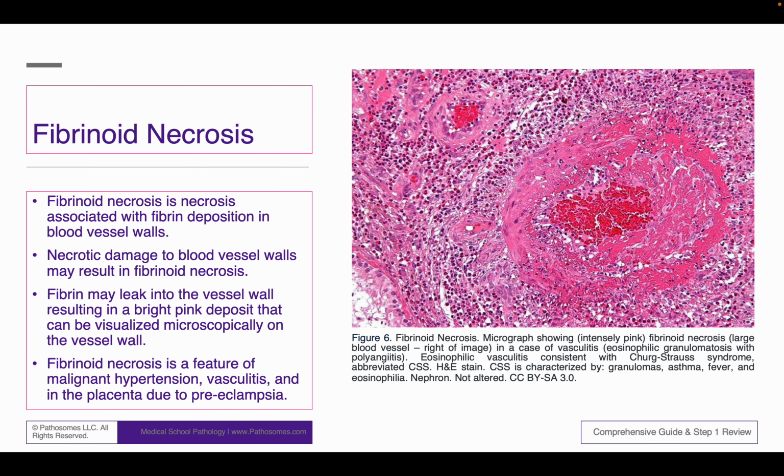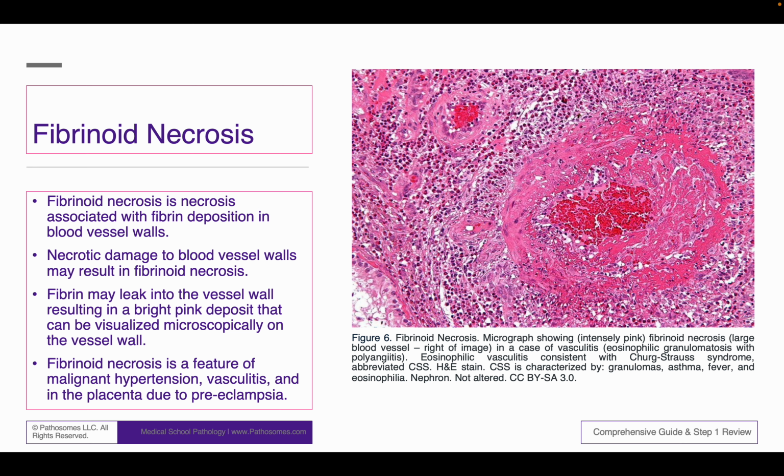Here we have an example of fibrinoid necrosis. Fibrinoid necrosis is necrosis associated with fibrin deposition in blood vessel walls. Necrotic damage to blood vessel walls may result in fibrinoid necrosis. Now, fibrin may leak into the vessel wall, resulting in this bright pink deposit that can be visualized microscopically on the vessel wall. And you can see it here right in the image.